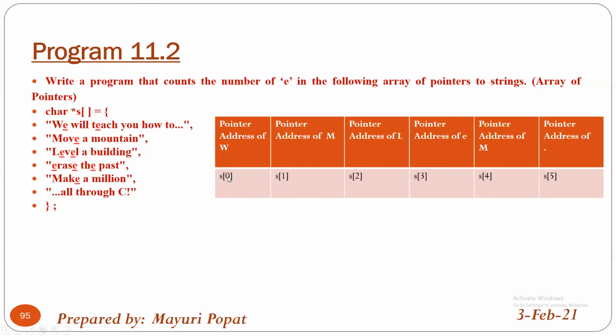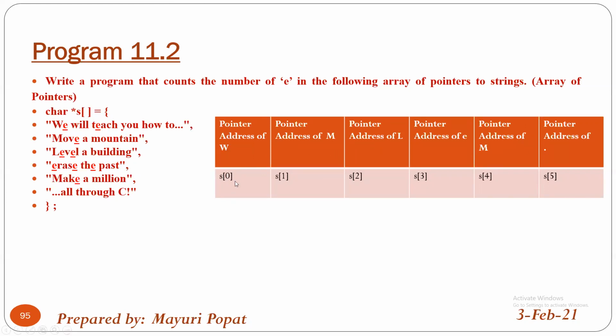So S of 0 में content क्या होगा, it will be a pointer and it will store the address of W here. S of 0 will store what, it will store the address of W, right? Similarly S of 1 क्या करेगा, it will store the base address of the second string. So यहाँ पर जो M का address होगा, that will be stored here. It is basically an array of pointers. So each element will be a pointer, and as you know, pointer stores the address of any variable, right? So each and every value will be some address.